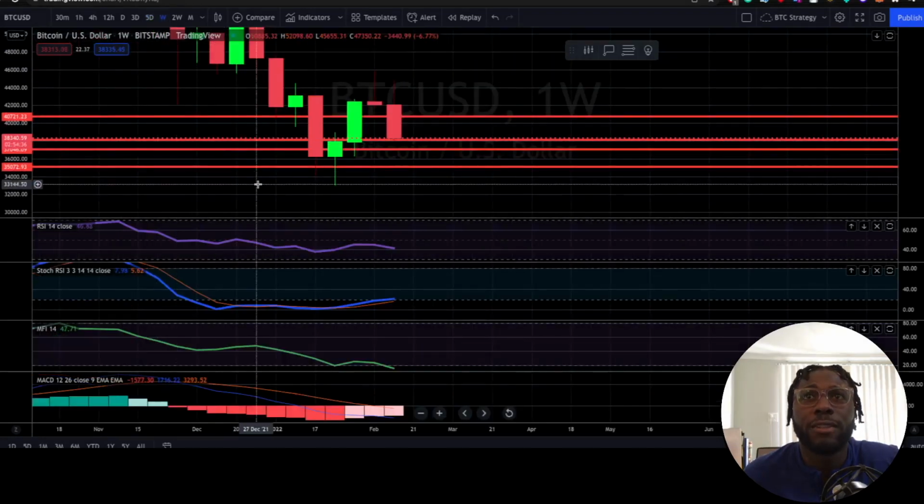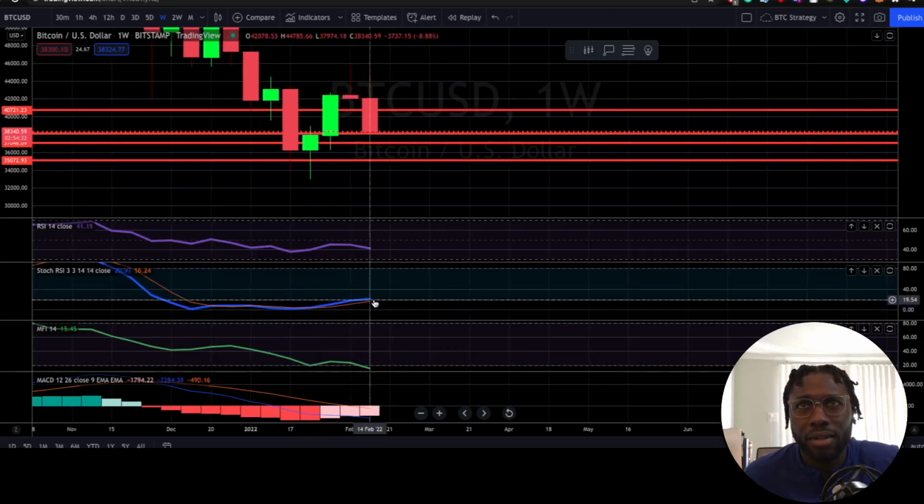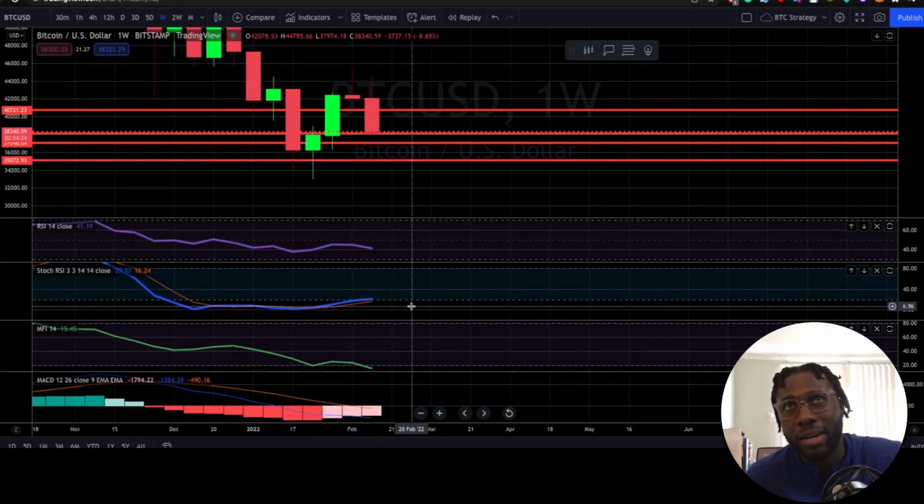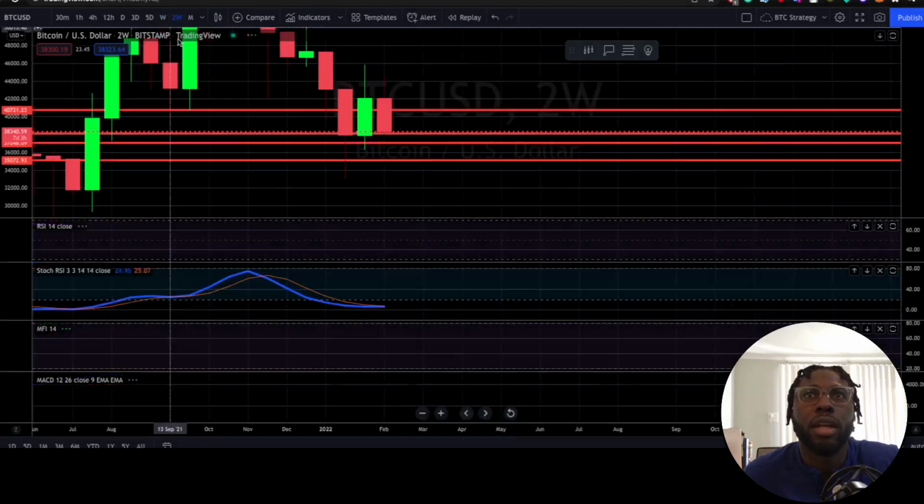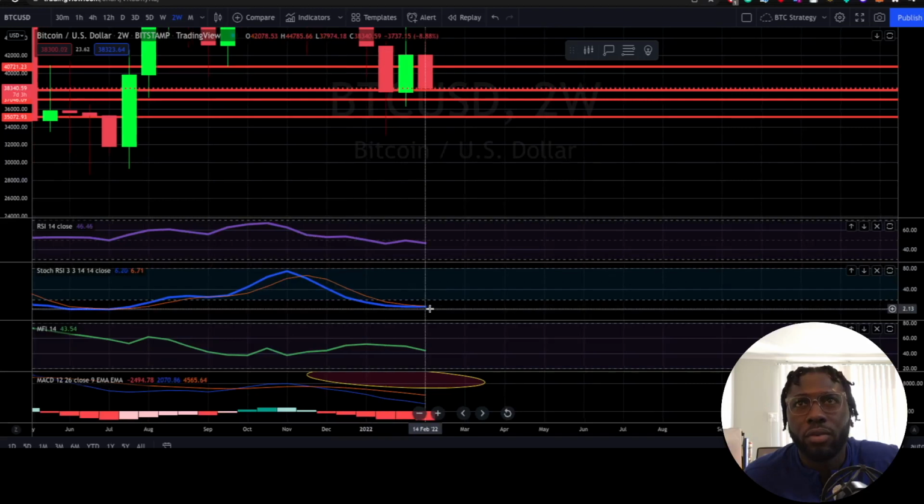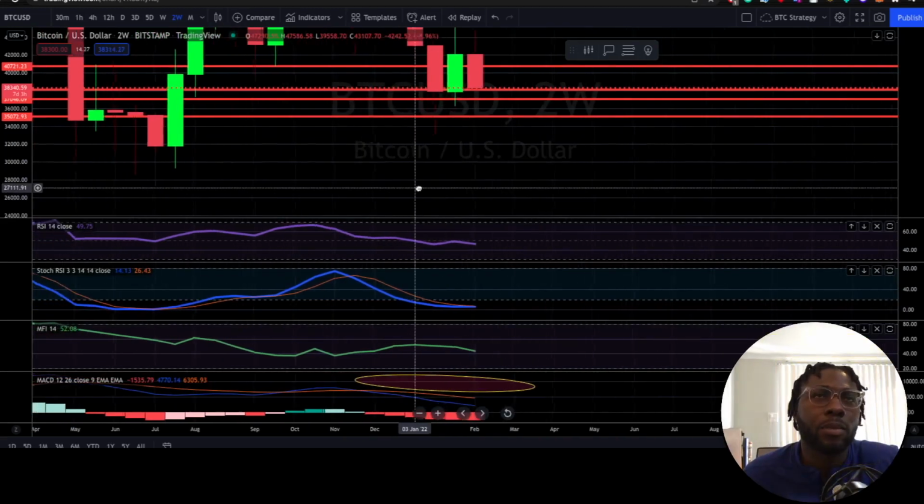On the weekly chart, we had a little fake out here. You can see that blue is coming up above that 20 on the stochastic RSI. However, we may have a fake out and may be coming back down here. On the 2 week, we can see that we have a cross coming soon, but we may not know how to play that out.